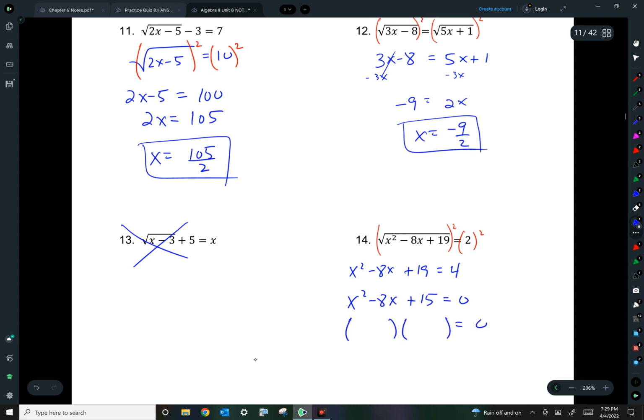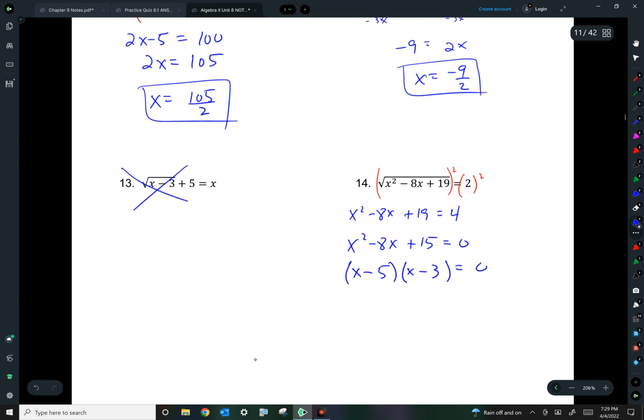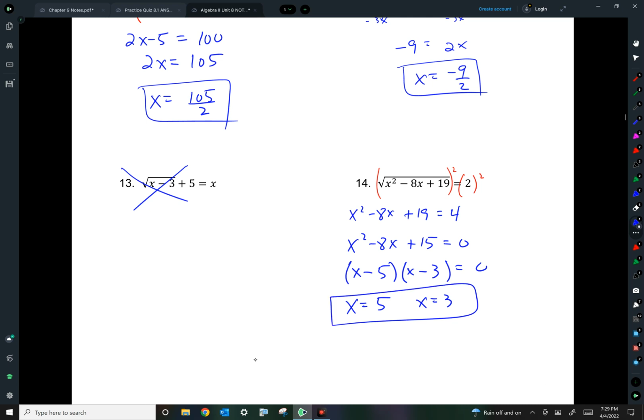I think so, right? X and x. I know both signs have to be a minus. And I'll go 5 and 3. That's going to work, right? That's going to give me the negative 8 in the middle. So that means x is either 5 or x is 3. How did I know I had to factor? Because I noticed it had a squared term on it.